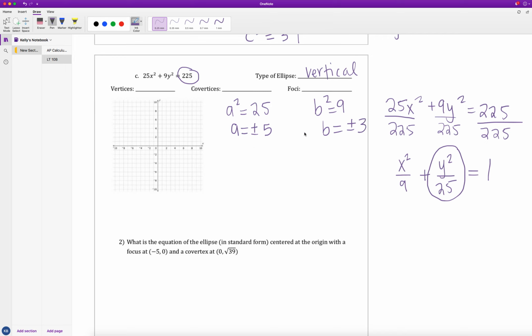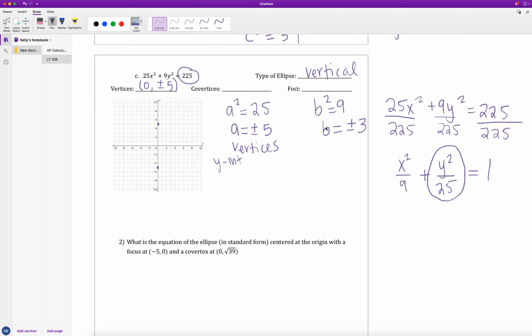The next thing I want to pay attention to is which axis are these on? Well, because I have a vertical ellipse, that means my vertices, which are the a values that I'm getting, are going to be y-intercepts. So they are going to be at 0, comma, plus or minus 5. So I can go ahead and graph those. I'm up here at 0, 5, down here at 0, negative 5.